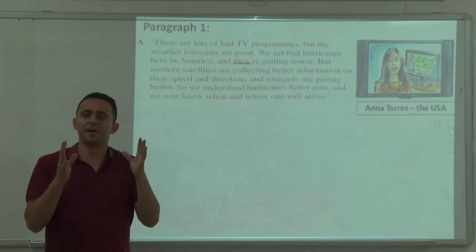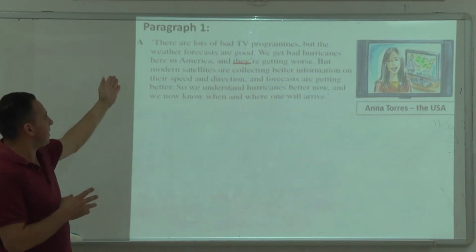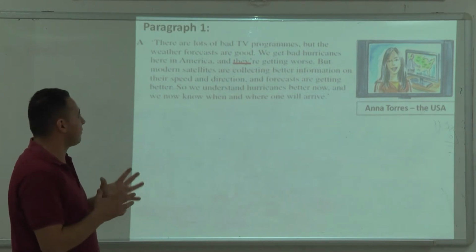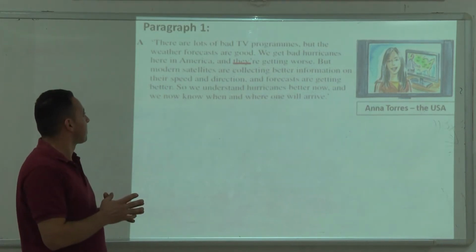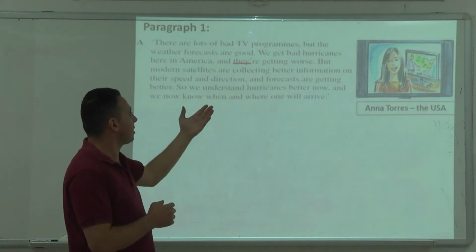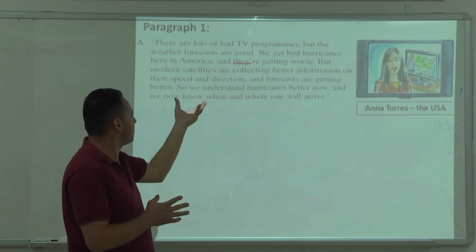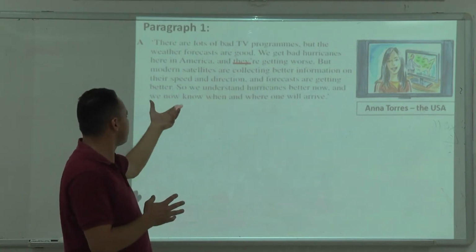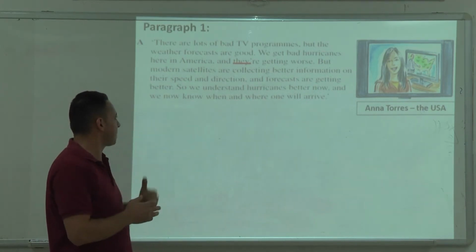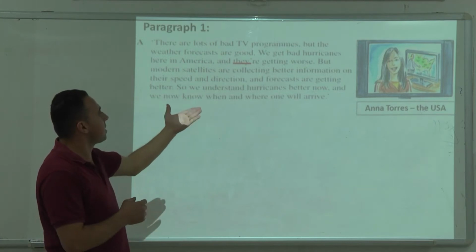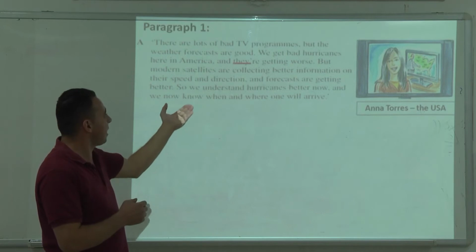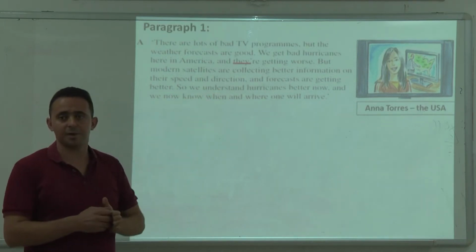Let's read the paragraph again. There are lots of bad TV programs, but the weather forecasts are good. We get bad hurricanes here in America, and they are getting worse. But modern satellites are collecting better information on their speed and direction, and forecasts are getting better. So we understand hurricanes better now, and we now know when and where one will arrive.